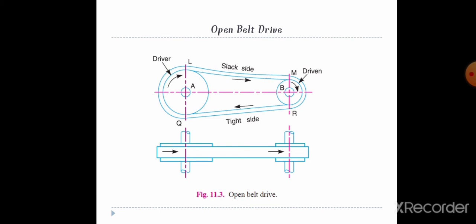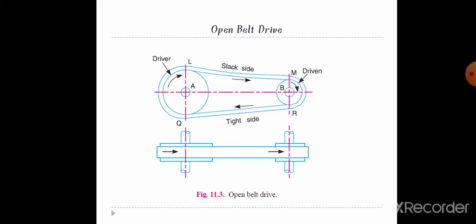In this case, driver A, in this figure, pulls the belt from one side, that is the lower side, as we observe QR, and delivers it to the other side, that is the upper side, as seen in the figure LM. The tension in the lower belt will be more than the tension in the upper belt. The lower belt is known as the tight side, whereas the upper side, which has less tension, is called the slack side.